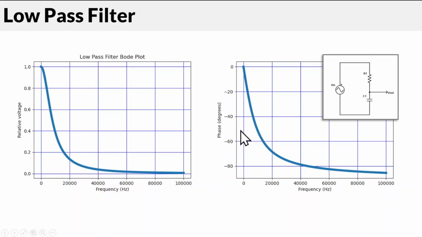And now these graphs are plotted with linear scales. So this is the actual ratio. So 1 is that the output and input are the same. 0.5 is that the output is half the voltage of the input. And the frequency goes from 0 to 100,000 linearly.